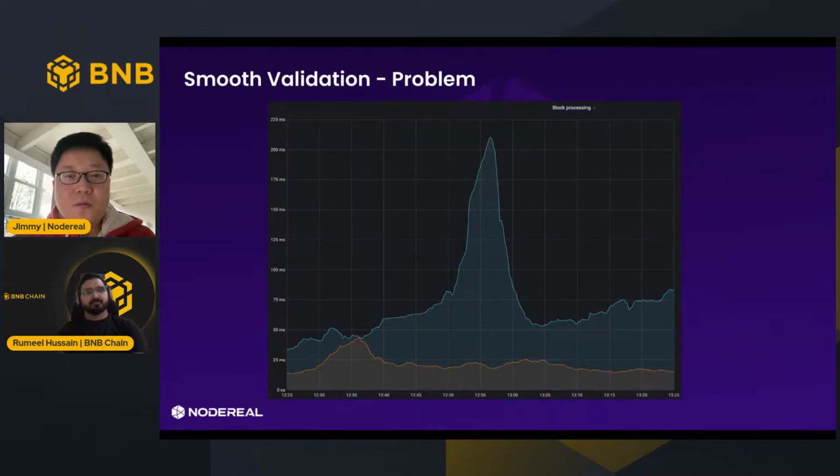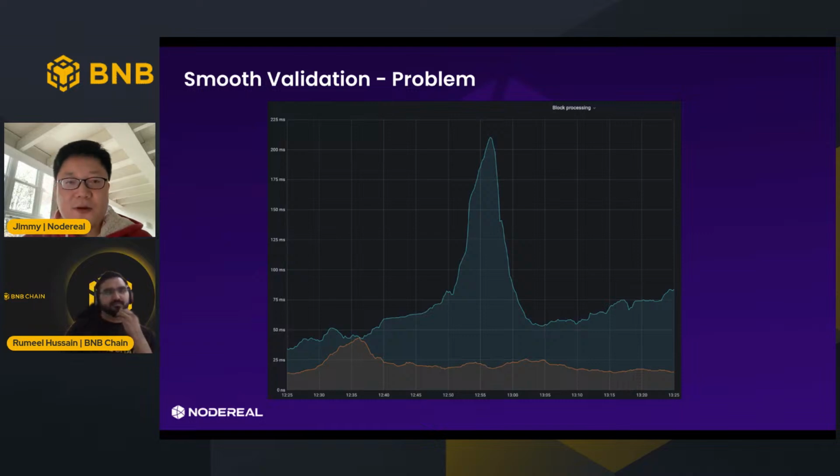Another optimization we introduced to the BNB Smart Chain is what we call smooth validation. The problem we want to solve is that when there is a traffic spike, the block processing time can be very heavily impacted, especially in peak hours. It impacts the stability of the blockchain very much. So we want to handle the spike and reduce the average block processing time with some concurrency capability.